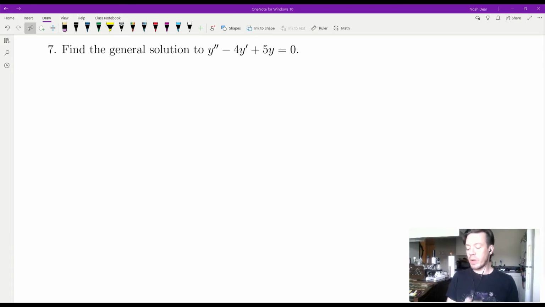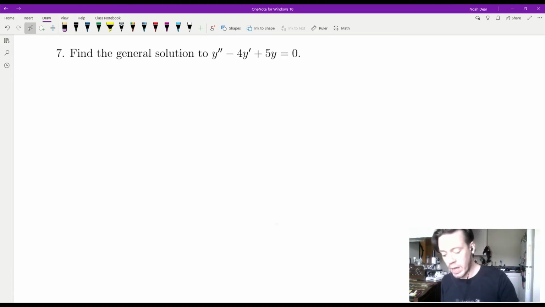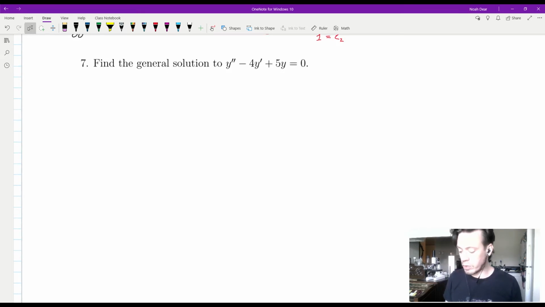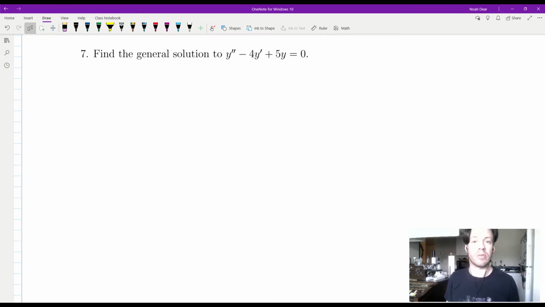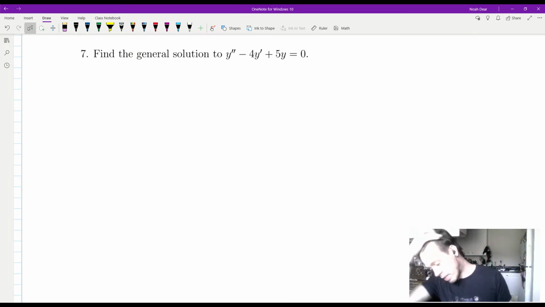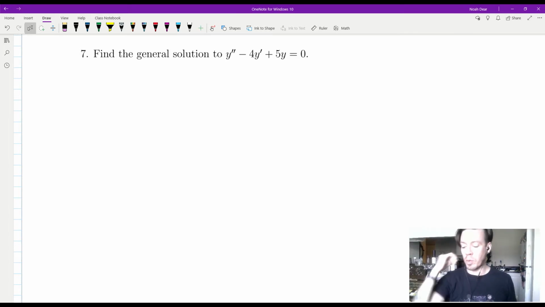All right, everyone, this is where things get really fun when looking for general solutions to homogeneous differential equations of the second order. What happens if our characteristic equation gives us a complex solution or complex solutions? So let's take a look here at this example. We're going to find the general solution to y double prime minus 4y prime plus 5y equals 0.